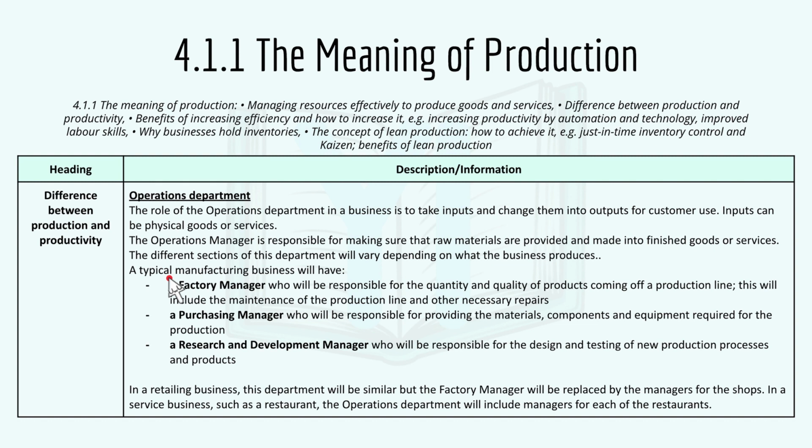And a typical manufacturing business will have three things right here. A factory manager, who will be responsible for the quantity and quality of the products coming off a production line. This will include the maintenance of the production line and other necessary repairs. A purchasing manager, who will be responsible for providing the materials, components, and equipment required for the production. And a research and development manager, or an R&D manager, who will be responsible for the design and testing of new production processes and products.